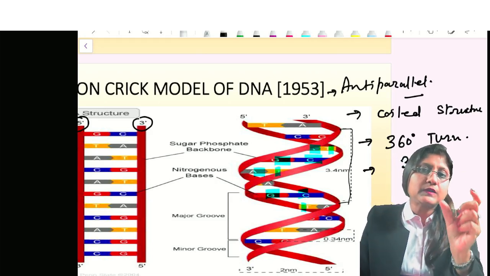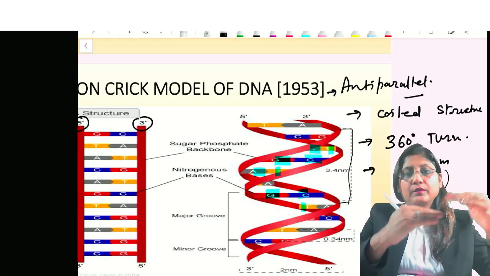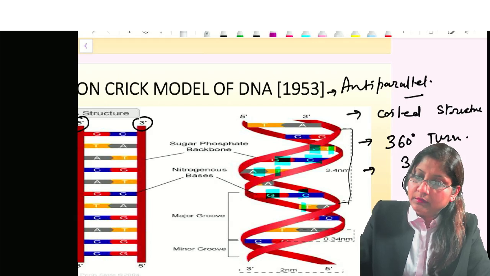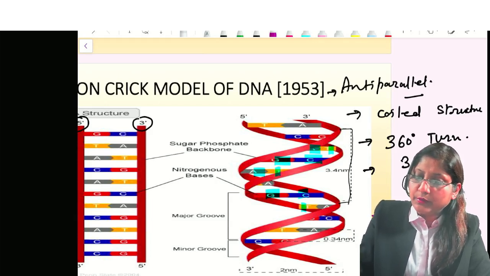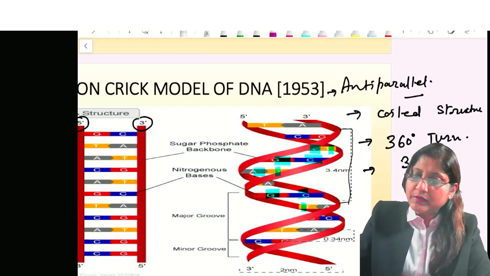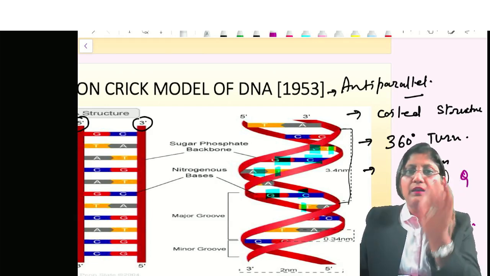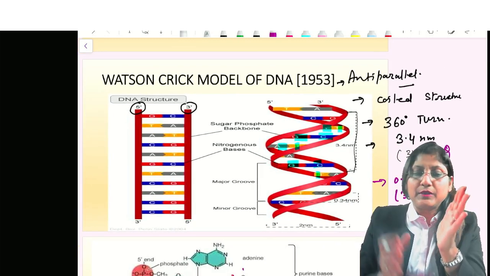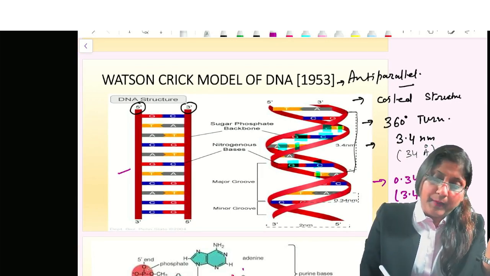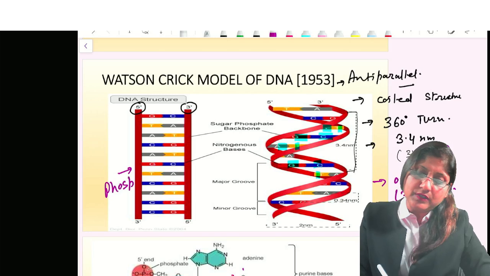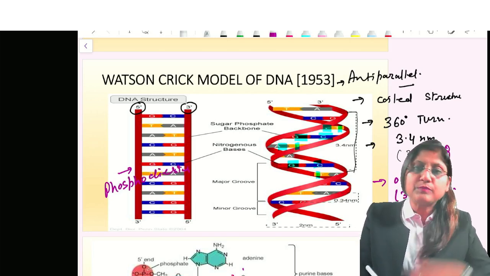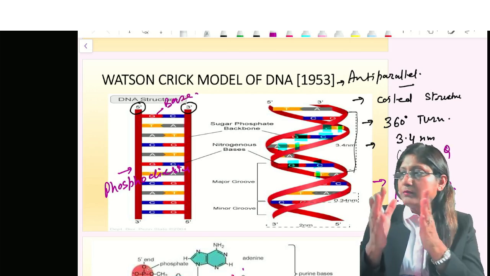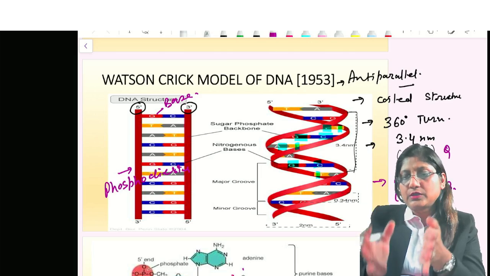So if you talk about the distance of one base pair in this double-stranded DNA, it comes to 0.34 nanometer, which is 3.4 angstrom. So these numbers you should remember. A lot of questions are framed, and if you get a short note in your professional examination, you have to write all these things. They said double-stranded DNA is anti-parallel, and the backbone is phosphodiester bond. The phosphodiester bond makes the backbone of the DNA, and the bases are projecting in the space in between these two phosphodiester backbones.